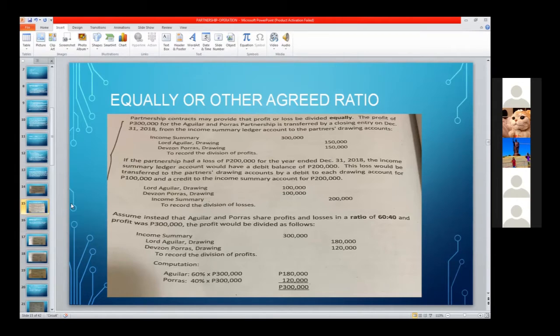Then, second, there is a loss. Assume a loss of 200,000 here. So, debit to Aguilar and Porras drawing of 100,000 each because equal distribution was stated. And a credit of 200,000 to income summary because the loss is distributed, or removed. Then for the last part, there is an agreed ratio of 60 and 40 to Aguilar and Porras.